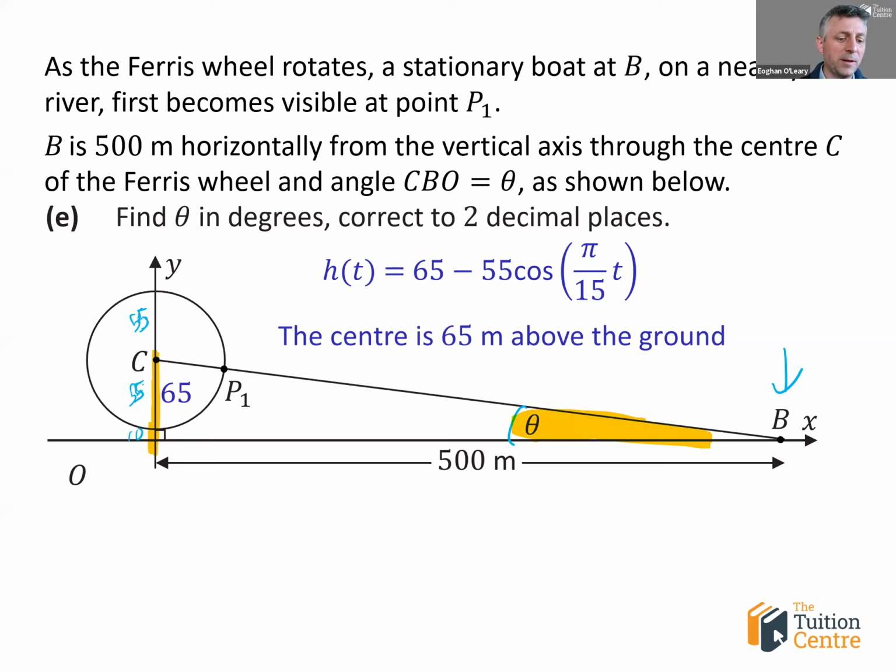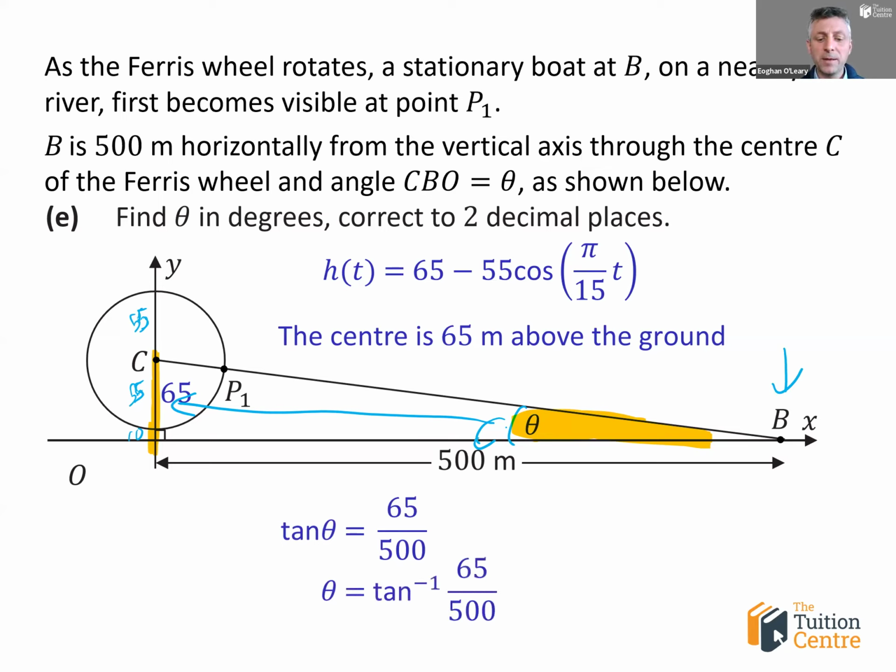Those were your key figures, right? So 65 is going to be your opposite. 500 is going to be your adjacent. Which ratio uses opposite and adjacent? Of course, it's tan. So the tan of theta is 65 over 500. Theta is going to be the inverse of that, and it's 7.406, which would be 7.41 degrees.